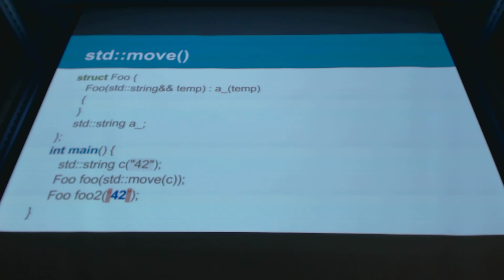So why do we care about Rvalues? Look at this example. We have struct foo, and what we want to do here is initialize member A inside foo without copying a string. Let's imagine that the string is so huge, I don't know, 5 megabytes or something. We don't want to copy it. So we have a constructor that takes a string by Rvalue reference, and then we want to steal from the thing that we got and put it inside the string.